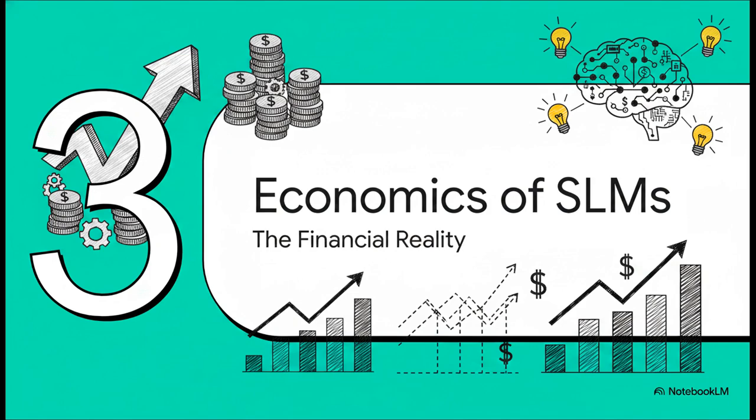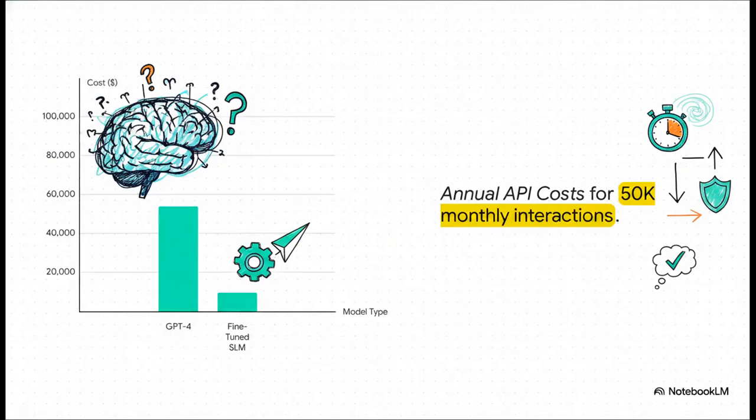All right, Section 3, the economics of small models. Let's look at the hard numbers drawn directly from real enterprise case studies. If you're running 50,000 monthly interactions through a massive general-purpose API like GPT-4 for a specific customer service task, you're burning roughly $54,000 a year. But if you take a highly targeted small language model and fine-tune it exclusively for that exact same customer service task, your annual cost literally plummets to under $10,000.